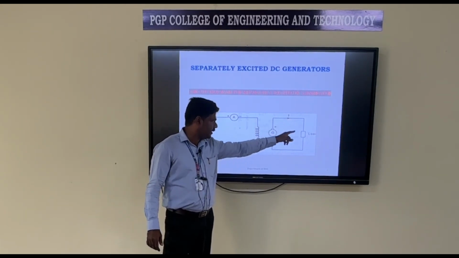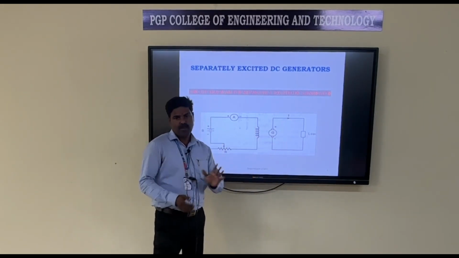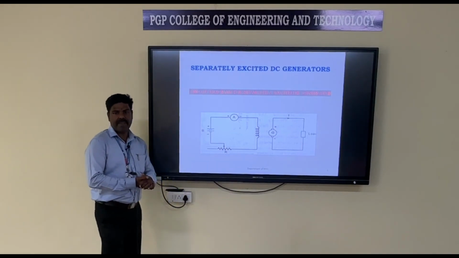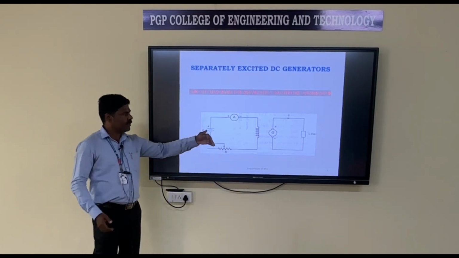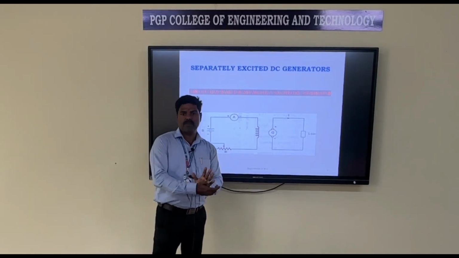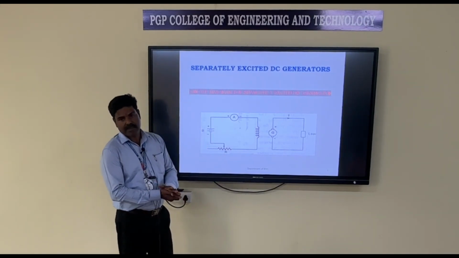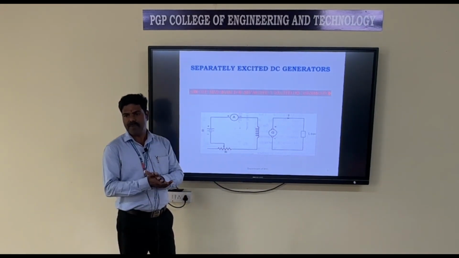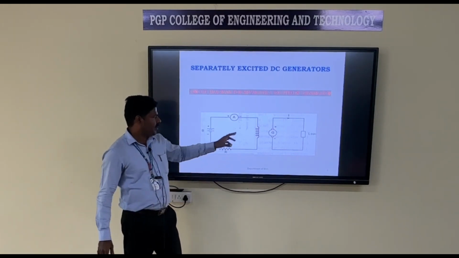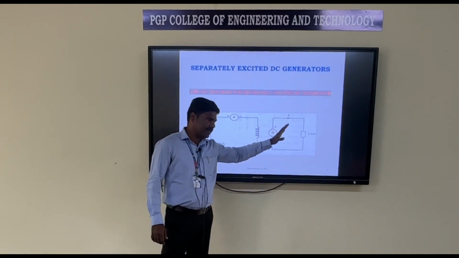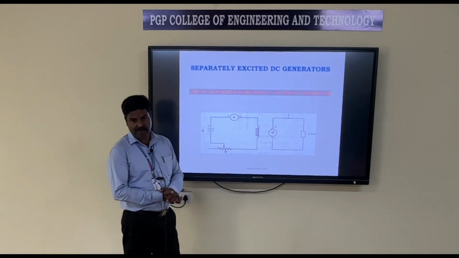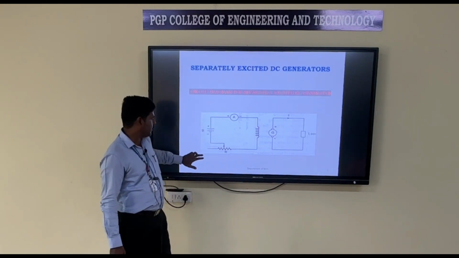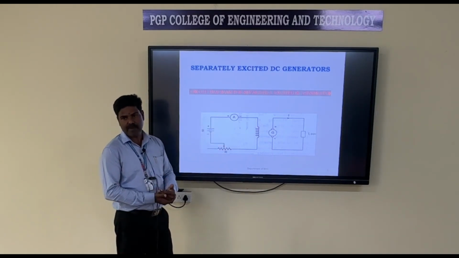Here the armature current IA is equal to IL. By applying Kirchhoff's voltage law, we can get the voltage equation of the DC generator. Kirchhoff's voltage law states that the sum of voltage rises is equal to the sum of voltage drops in a closed circuit. Therefore, the voltage equation of a separately excited DC generator is EG equal to VT plus IA into RA.